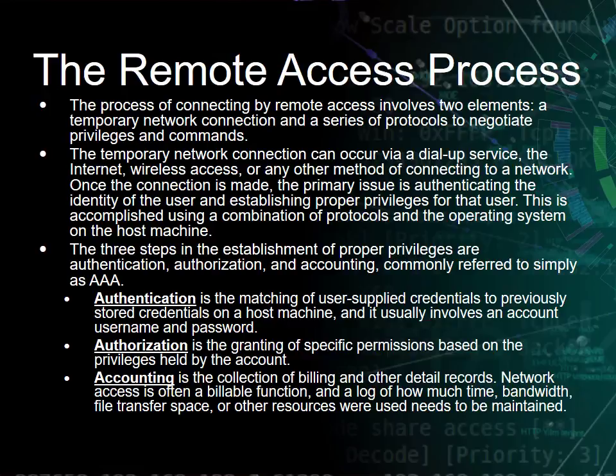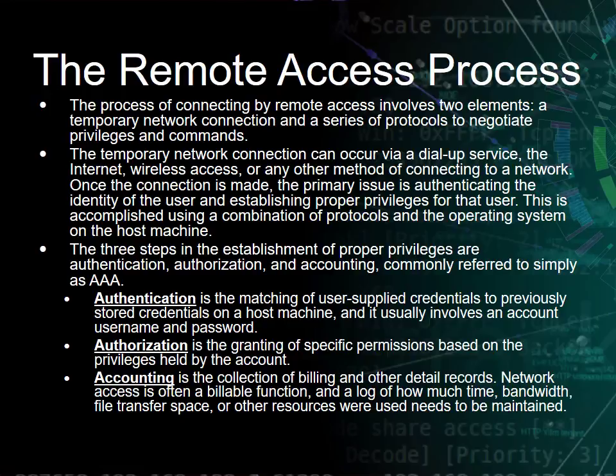Temporary network connection can occur via a dial-up service, the internet, wireless access, or any other method for connecting to a network. Once the connection is made, the primary issue is authenticating the identity of the user and establishing proper privileges for that user. This is accomplished using a combination of protocols and the operating system on the host machine. The three steps in establishment of proper privileges are authentication, authorization, and accounting, commonly referred to simply as AAA.